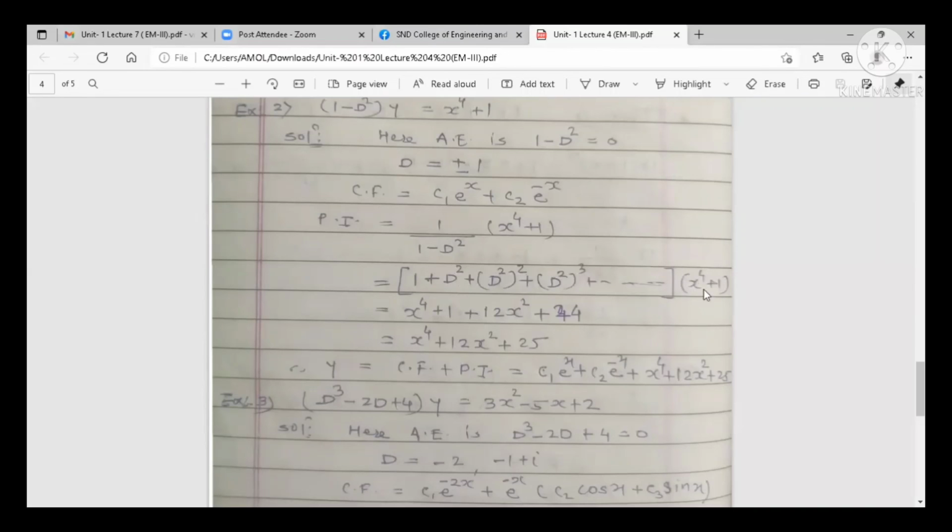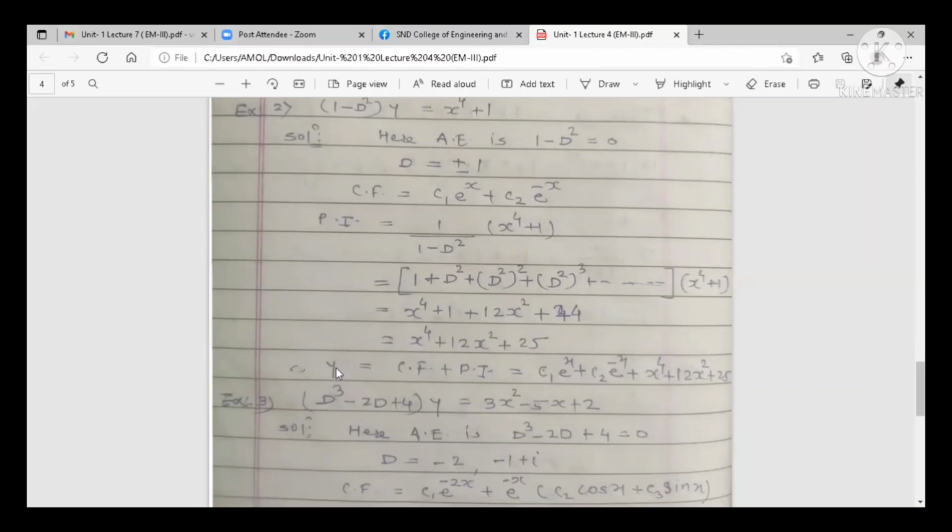Now solve for this x raised to 4 plus 1. The degree of x raised to 4 plus 1 is 4, so you count the terms up to D raised to 4. It is 1 into x raised to 4 plus 1, that is x raised to 4 plus 1, plus D square, the second derivative of x raised to 4, which is 12x square, plus D square squared, which is D raised to 4. The fourth derivative of x raised to 4 is 4 factorial, which means 24. So write 24 here. D square cube, D square raised to 3, means D raised to 6, and the sixth derivative of this function is 0. So you count the terms up to D raised to 4. Simplify it, and the result is x raised to 4 plus 12x square plus 25.